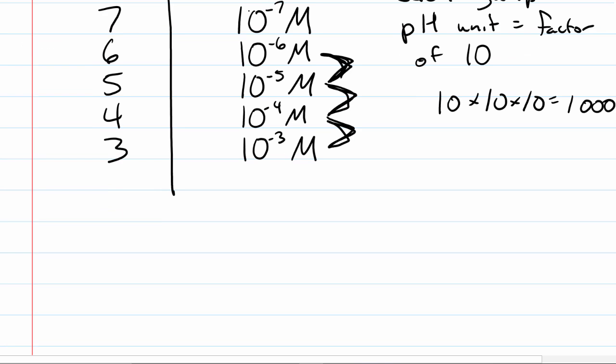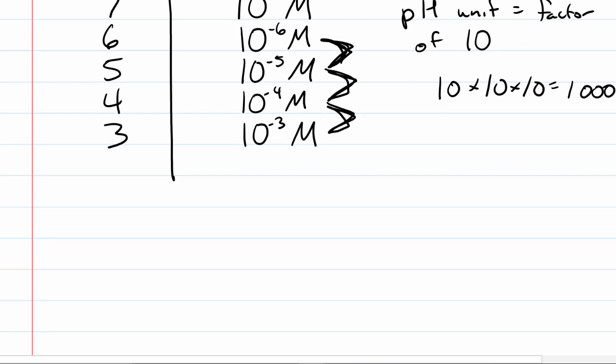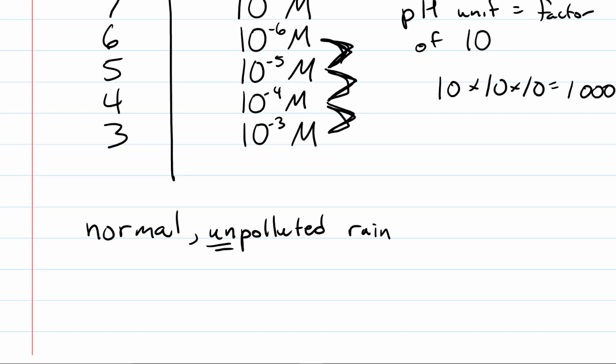So when we talk about acids and bases, we see kind of the same thing. The general public doesn't understand these types of things. So one of the things we could talk about is acid rain. And we could talk about normal unpolluted rain. Most people think that normal unpolluted rain has a pH equal to 7. It doesn't. Actually, normal unpolluted rain has a pH of approximately 6.